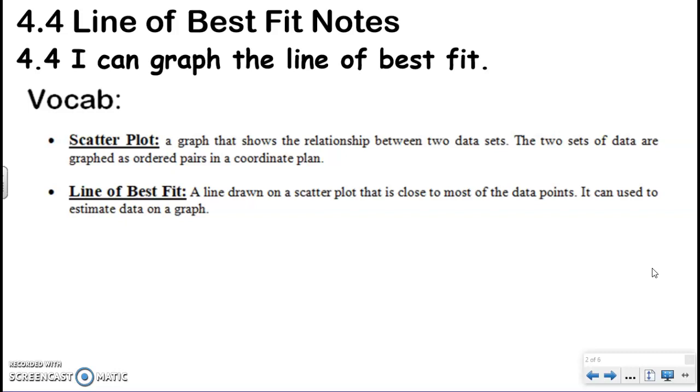So some vocab here. Scatter plot is a graph that shows a relationship between two data sets. Those two sets of data are graphed as ordered pairs in a coordinate plane. And then the line of best fit is a line drawn on a scatter plot that is close to most of the data points, and it could be used to estimate data on the graph or make predictions.